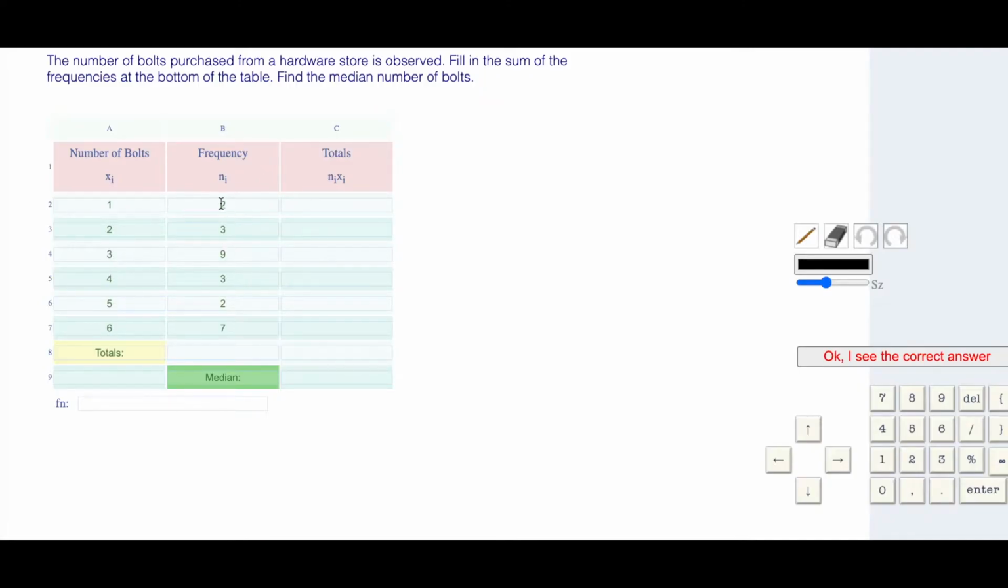The middle: I have 2 people buying 1 bolt. I have 3 people buying 2 bolts. I need to know how many people I'm dealing with altogether, and then find that middle person. That is equal to the sum of all these values. There are 26. All right, that's an even number.